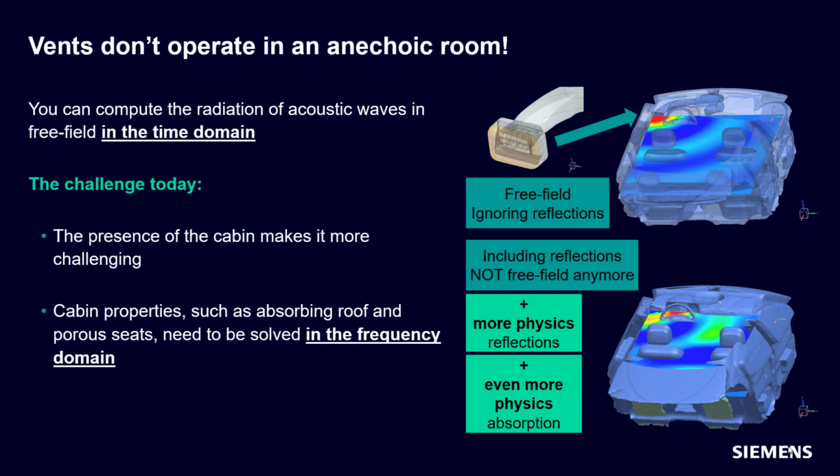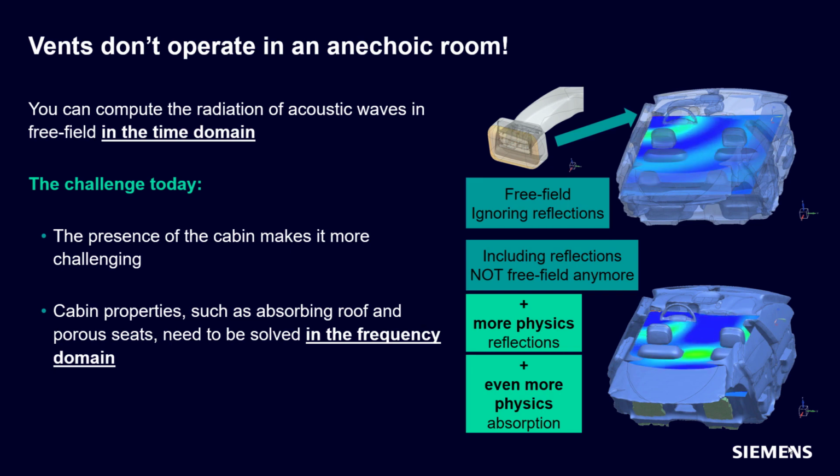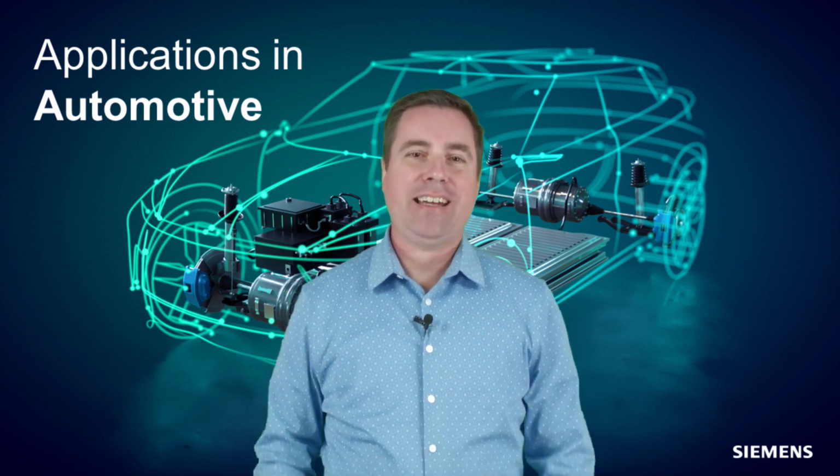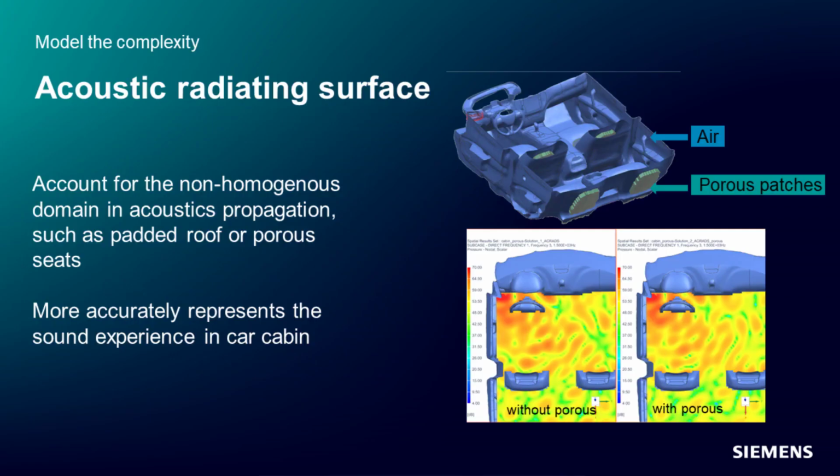Currently, engineers simulate the vent in a free field environment, as if the vent were in an anechoic room. But the issue here is that in real life, vents operate in a vehicle's cabin containing sound-absorbing properties, such as a padded roof or porous seats. These will affect the sound the passengers will actually hear. Simcenter 3D acoustics can account for how the sound waves reflect off interior components in an actual cabin.